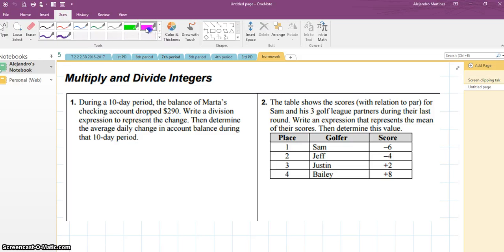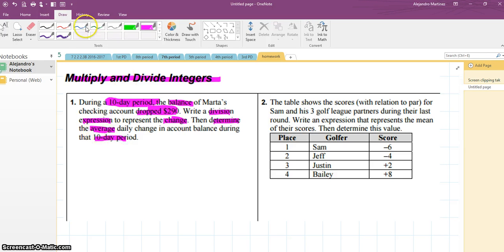So now let's go look at this other one that you need to help us. Real quick, it's multiplying and dividing integers. During the trading period, un periodo de 10 días, the balance, el saldo, of Martha's checking account dropped $290. Write a division expression to represent the change, el cambio. Determine the average daily change in the account during the period.